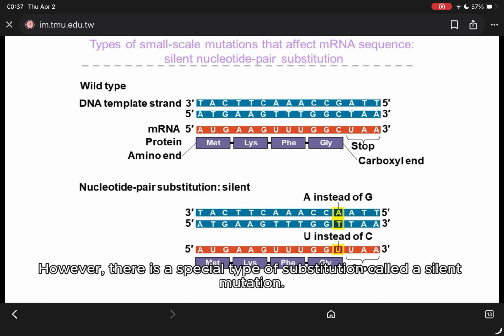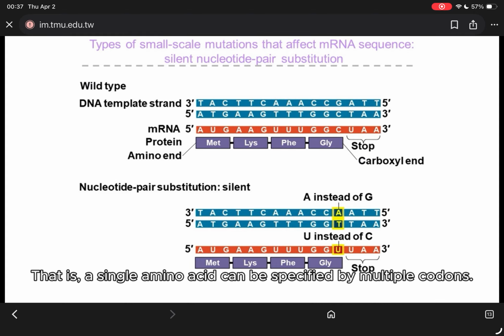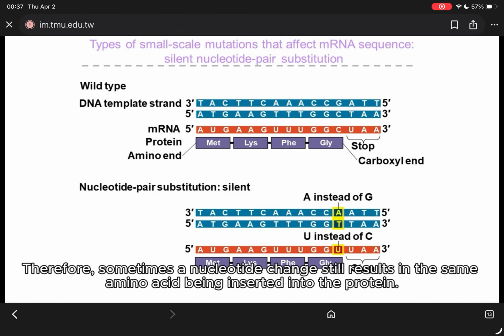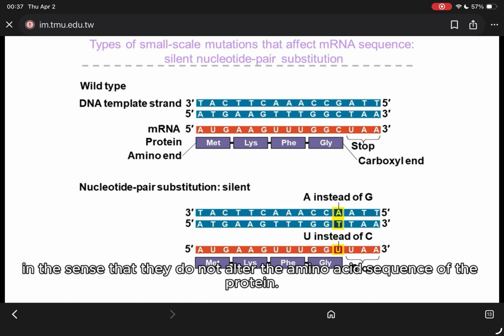However, there is a special type of substitution called a silent mutation. In this case, although the mRNA sequence is changed, the amino acid coded for remains the same. How is that possible? The reason is that the genetic code is redundant. That is, a single amino acid can be specified by multiple codons. Therefore, sometimes a nucleotide change still results in the same amino acid being inserted into the protein. In most cases, silent mutations do not affect the function of the protein. They are silent, in the sense that they do not alter the amino acid sequence of the protein.